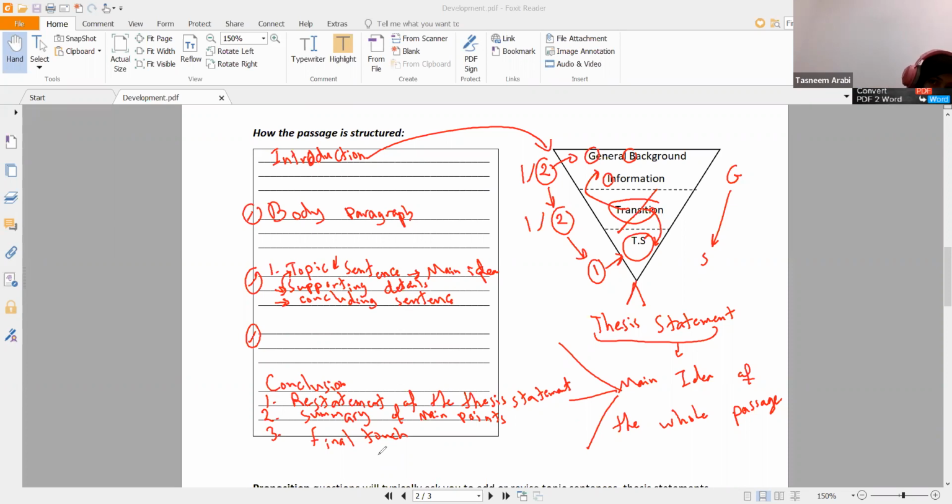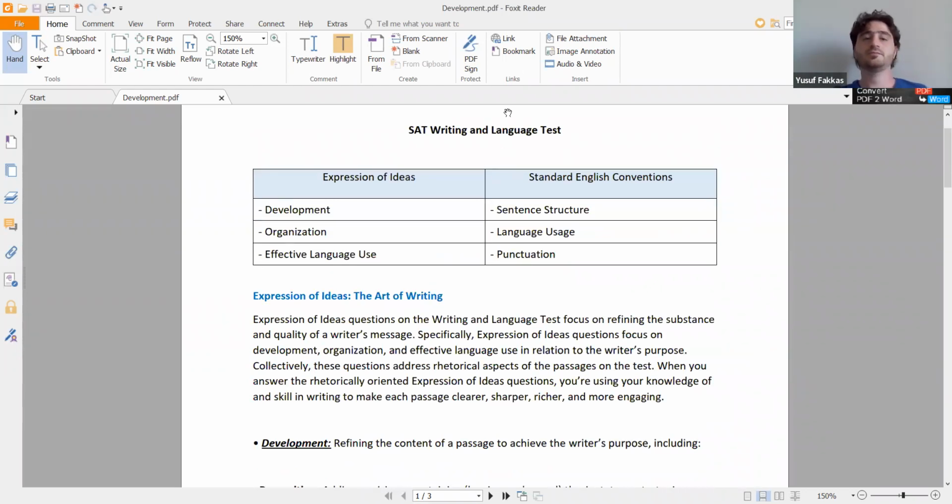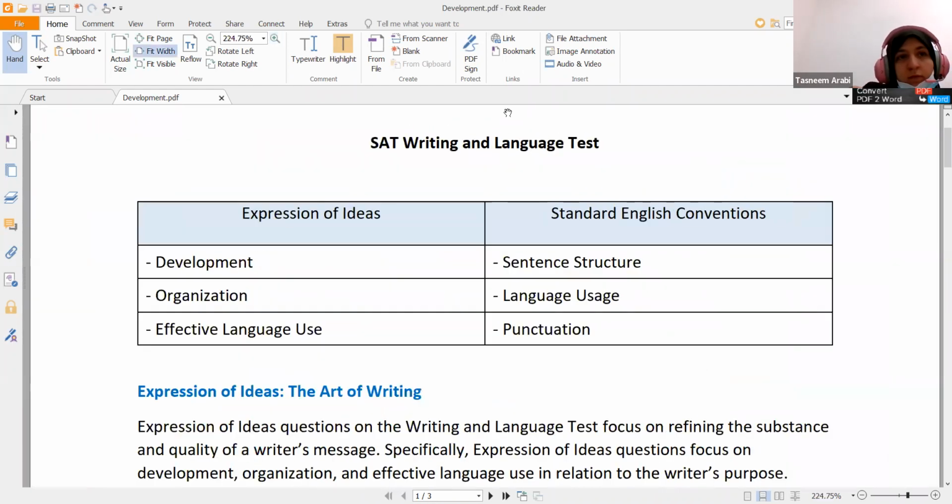Development is part of what? Can you repeat that part? Here, look. The first. Yeah. It's the first part, the first area of expression of ideas.